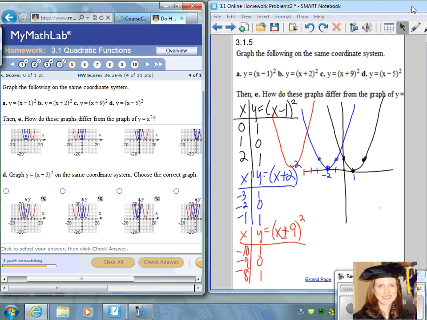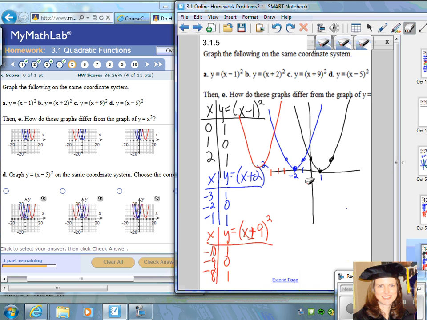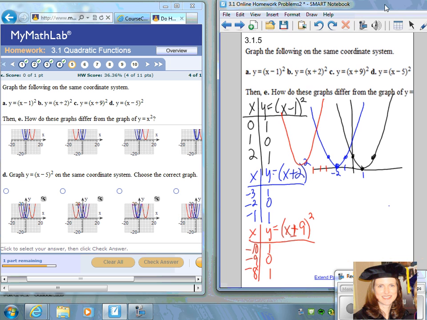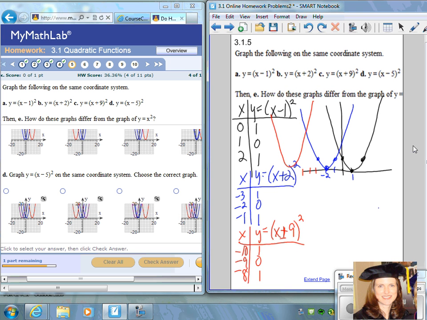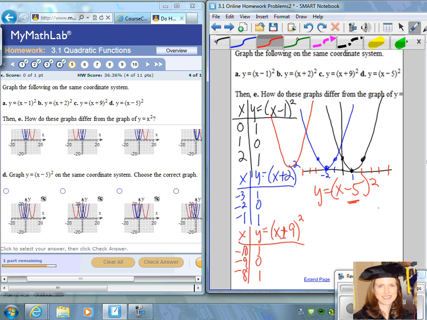Let's clean this up a little bit. Alright, so we're graphing y equals (x minus 5) squared. That minus 5 means that the basic parabola has been shifted to the right 5 units. So that graph, 1, 2, 3, 4, 5, is going to be a graph that has been shifted to the right 5 units, opening up.